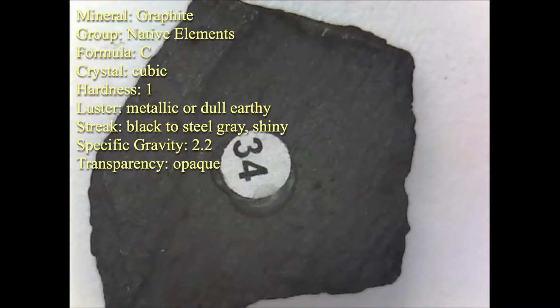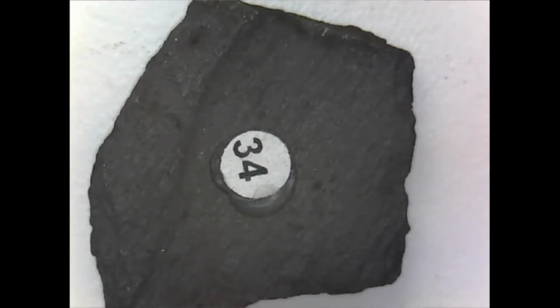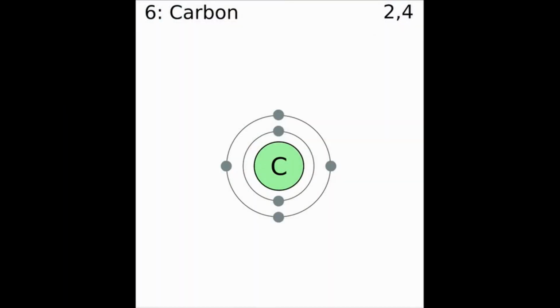The chemical formula is basically just carbon. That's all it is. It's just pure carbon. And I'll show you the carbon atom here. See, it's got 2 electrons in the inner shell and 4 in the outer shell. And that's the carbon.